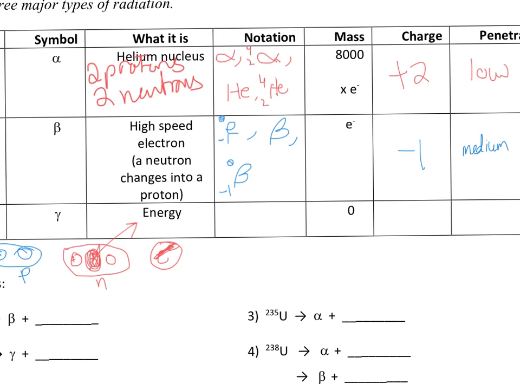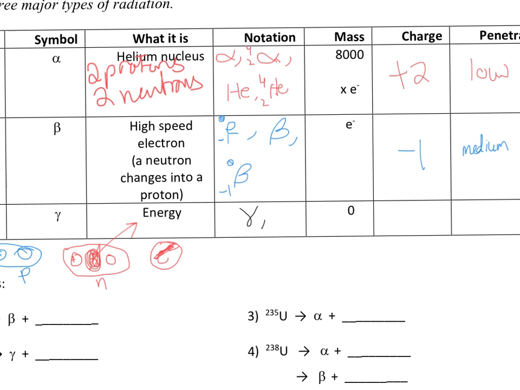Let's look at gamma next. So the Greek alphabet goes alpha, beta, gamma. Gamma is not actually a particle. It's not matter. It doesn't have mass and volume. It's just a type of energy. And so the notation for it is the Greek letter gamma.